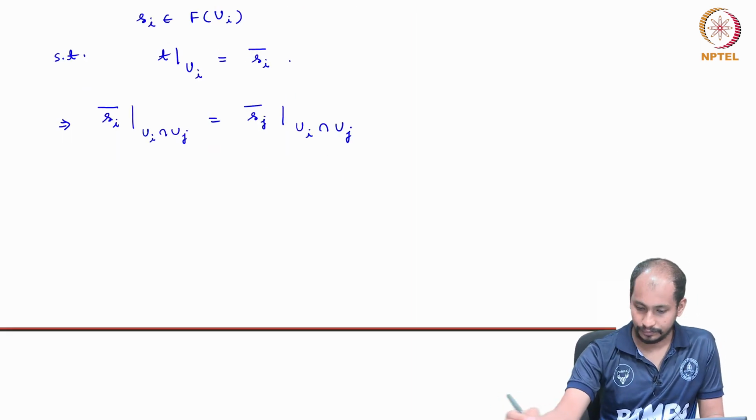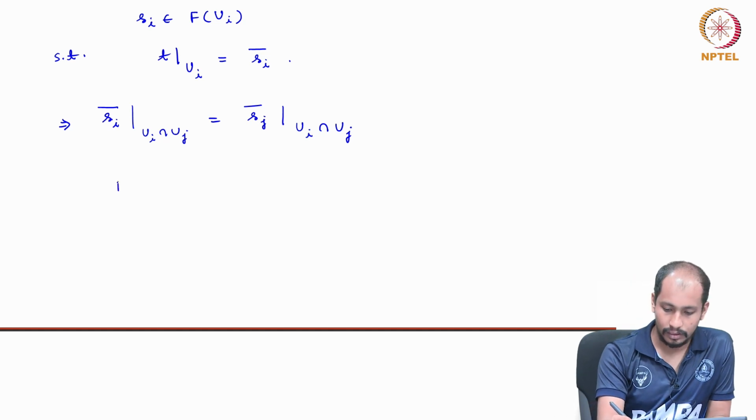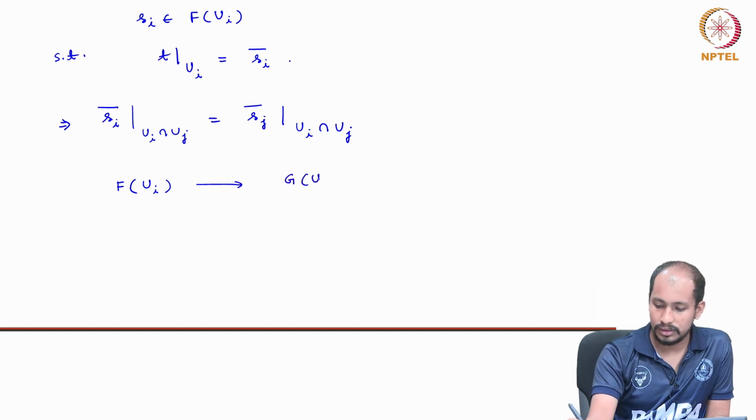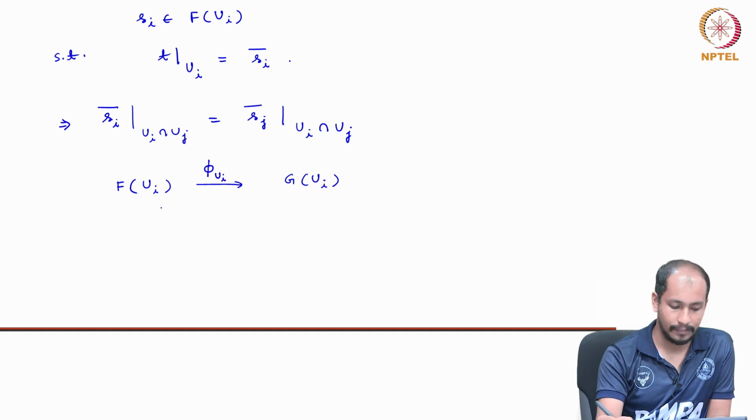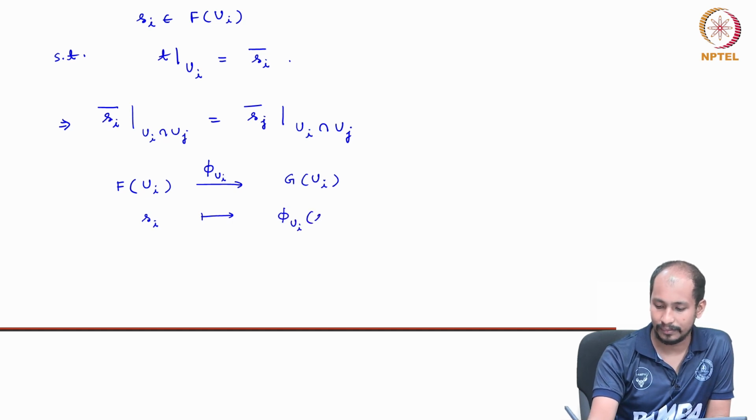Now, look, F of ui to G of ui, we have this phi of ui, where Si goes to phi ui Si.